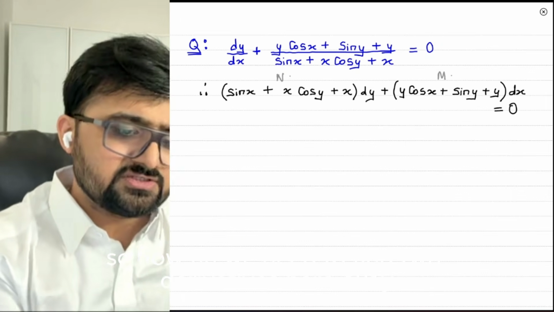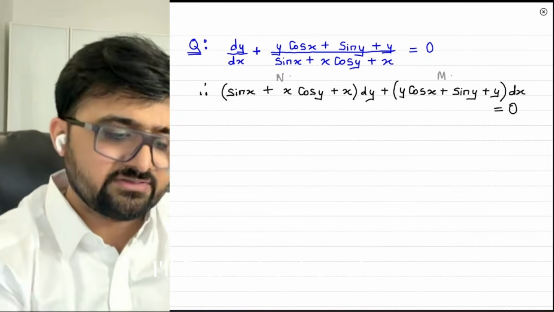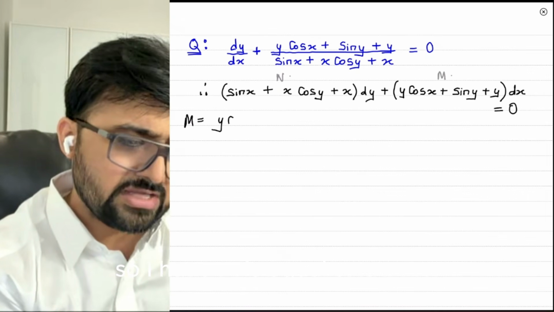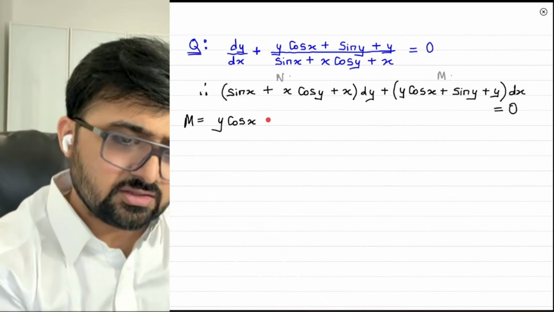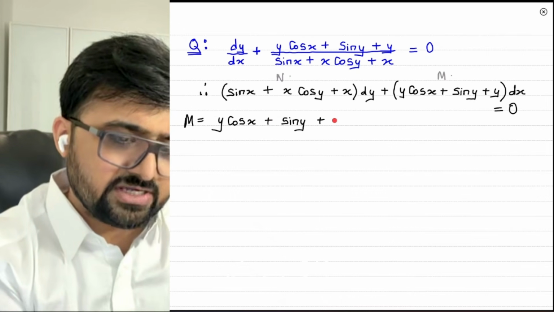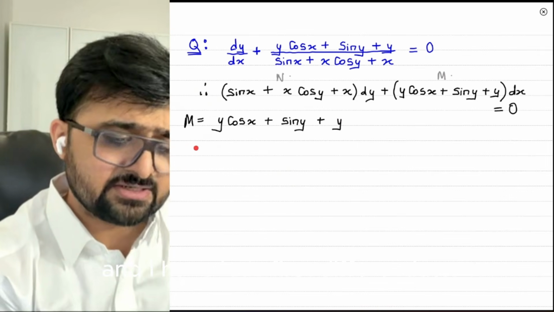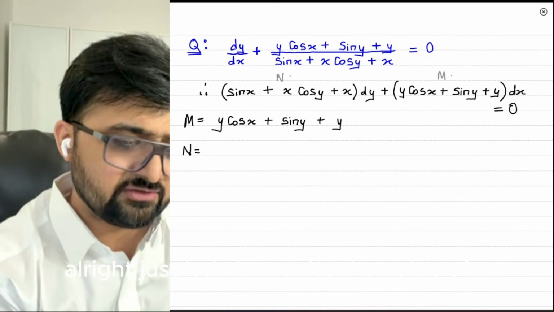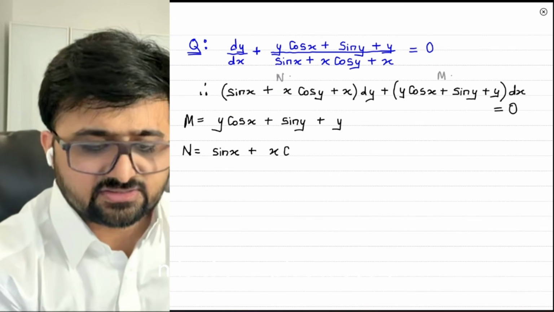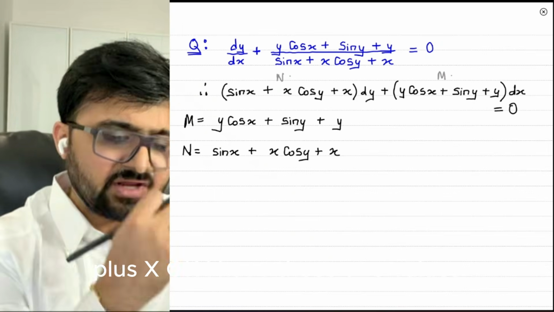Now we need to find two derivatives here. I'll first write the values. M is equal to y cos x plus sin y plus y, and N is sin x plus x cos y plus x.